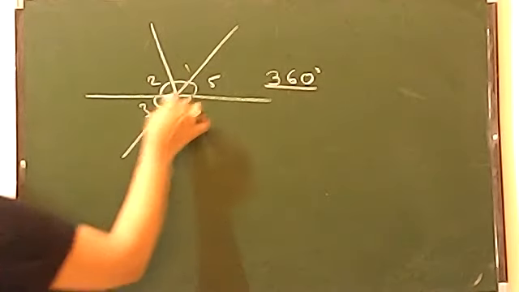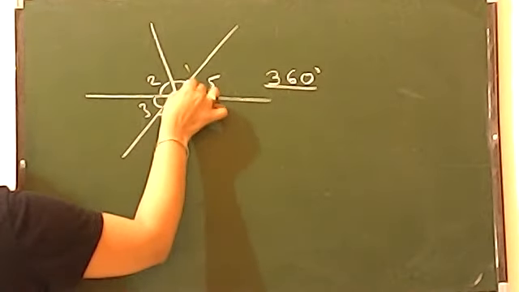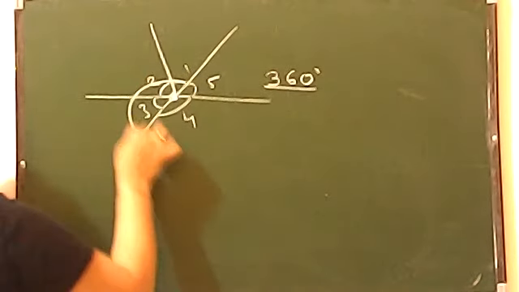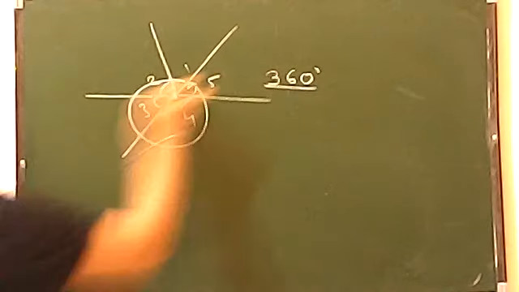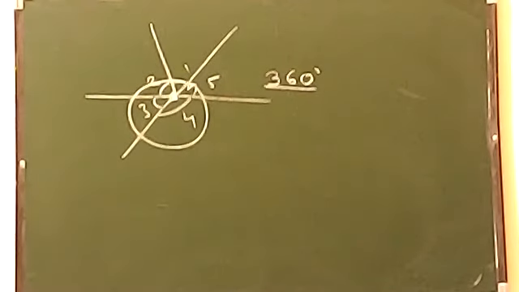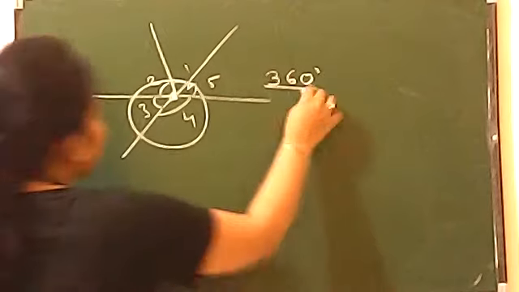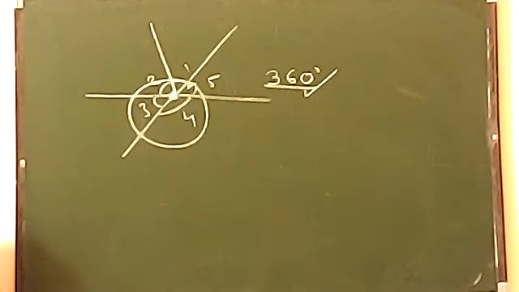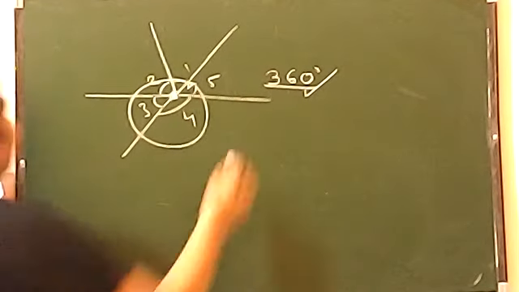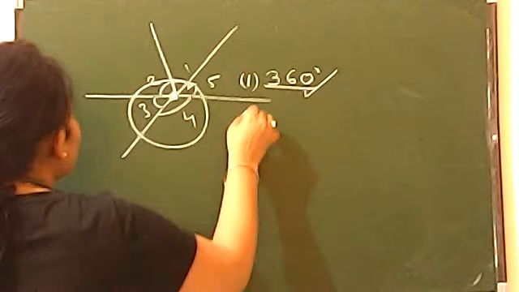Why? Because you can see, if you talk about angle 1, you are beginning from angle 1 and you are again coming back to angle 1. So it means you are completing a full circle. That means you are talking about a complete angle. That gives you 360 degrees. Now, this was the first MCQ.